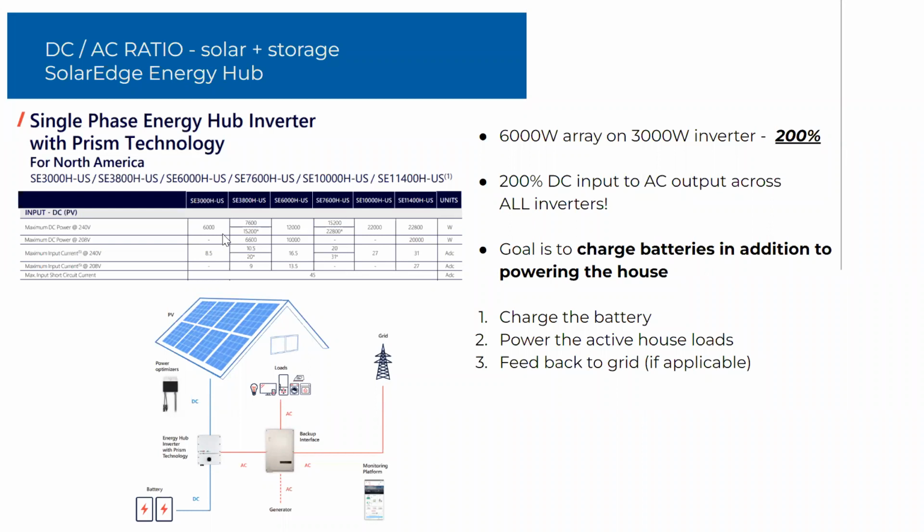So before, our goal was just to get as much AC output during low light conditions, because all we were doing is powering our house loads during that time. Now, the game has changed. Our goal has shifted to charging the batteries and powering the house. Now that we've added batteries, our number one priority: charge the battery if it is depleted when we have sunshine, then power the active house loads. Then, if you can or if you get credited, feed any excess power to the grid.